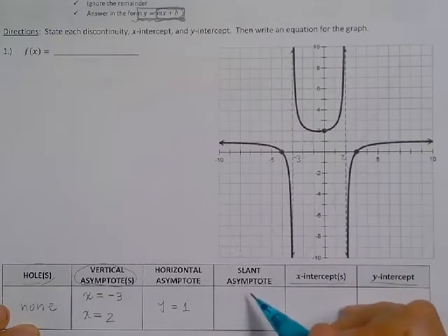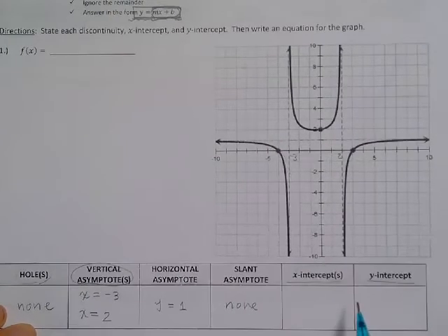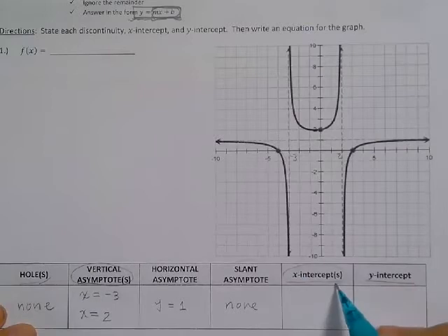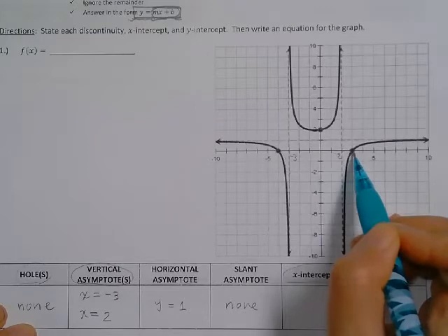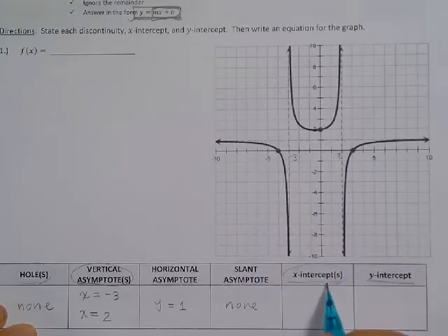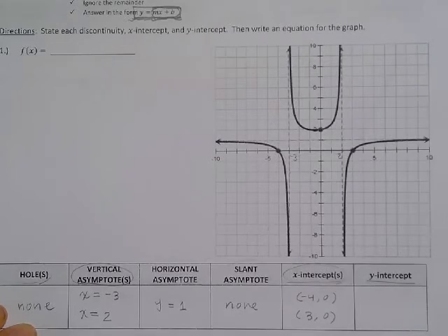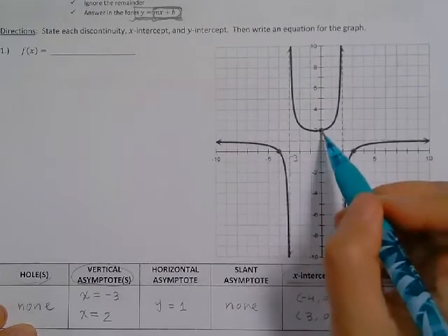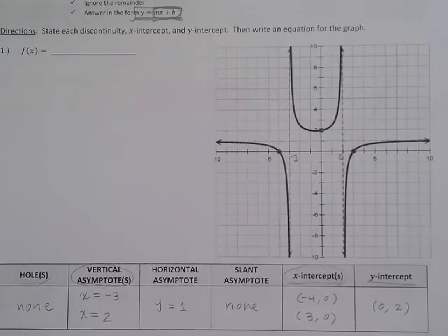Then do I have a slant asymptote? No, I have a horizontal asymptote. So for slant asymptote, it's none. Where do I have my x-intercept? -4 and positive 3. So coordinate-wise, I have two x-intercepts at (-4, 0) and (3, 0). Then do I have a y-intercept? Yes. At (0, 2). Alright guys, so far so good? Okay, everybody's following until here? Good.